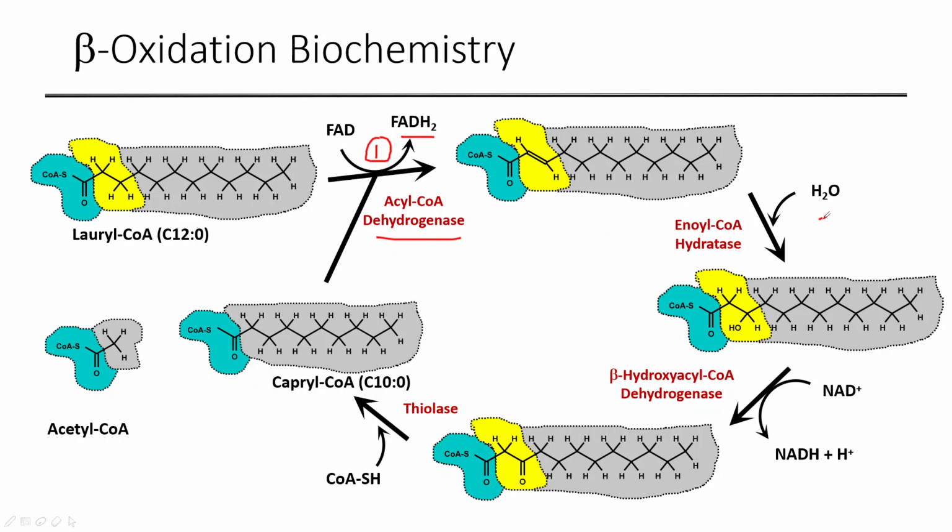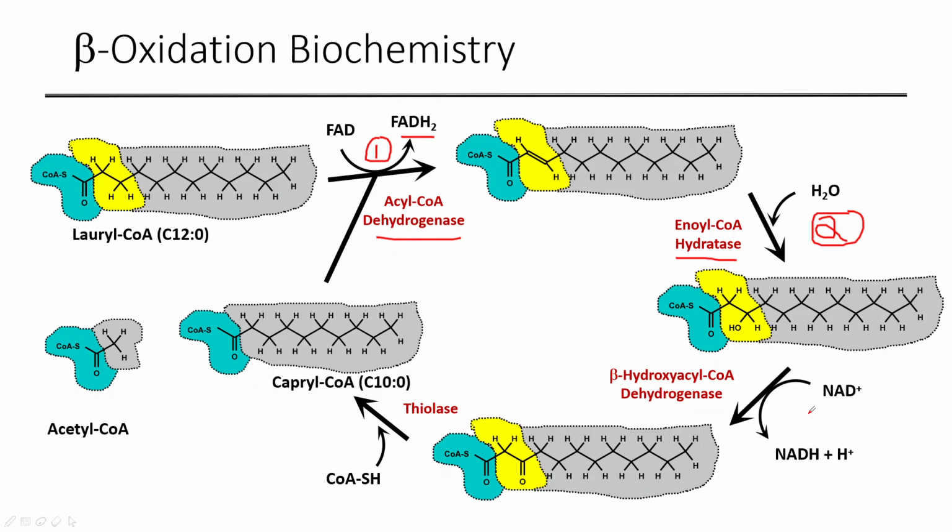Our second reaction is catalyzed by an enzyme called enol-CoA hydratase. And as the name implies, this enzyme, a hydratase, is going to do a hydration reaction where we're going to split a water molecule into a proton and a hydroxide group. We're going to put the proton on the alpha carbon, and as you see, we put the hydroxyl group on our beta carbon. This generates the beta hydroxyacyl-CoA intermediate that is the completed step of the second step in beta oxidation.